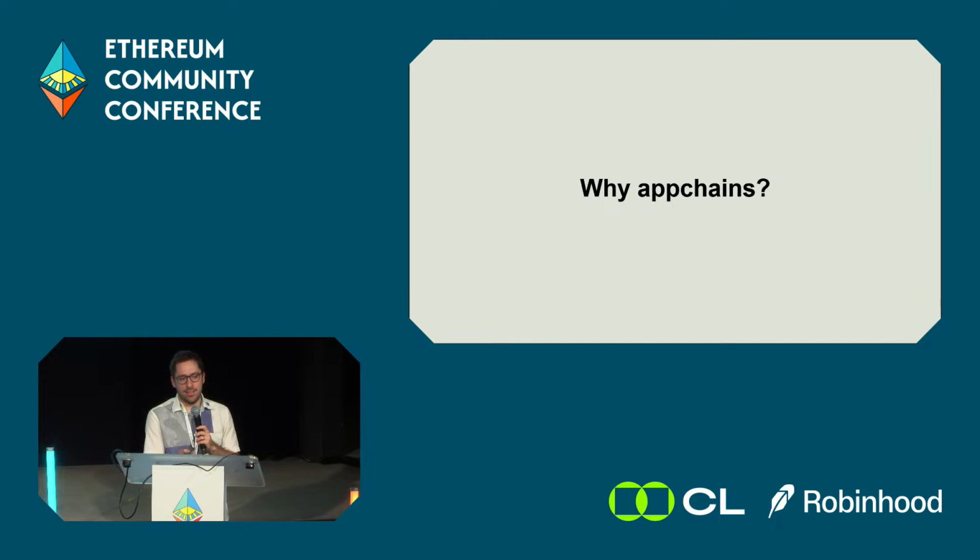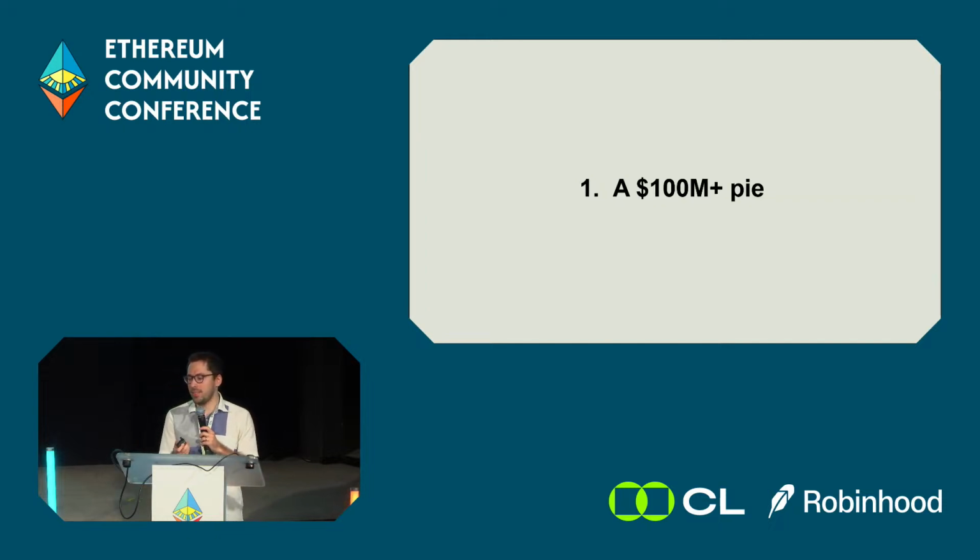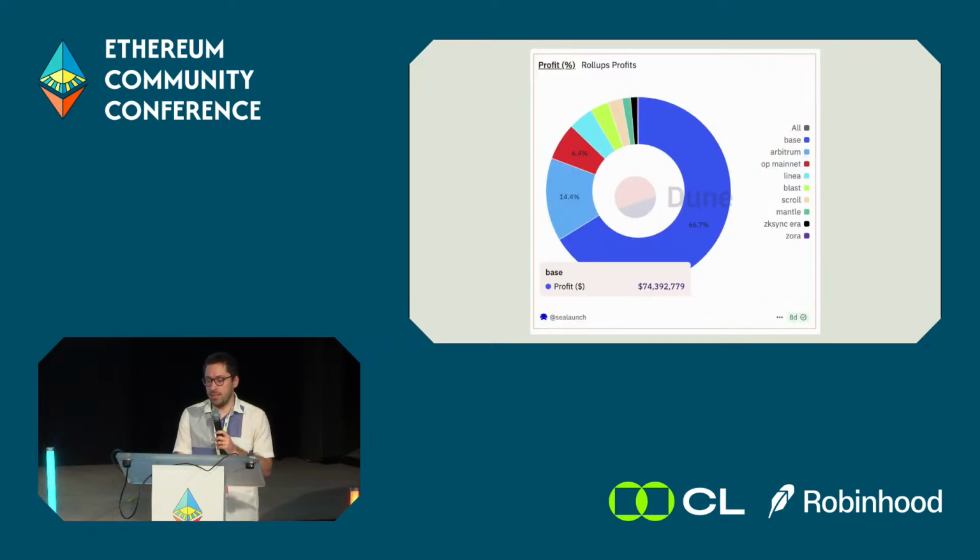Well, if you look at the data, it's very interesting what it reveals. So app chains and rollups in general are a $100 million plus pie. There's already substantial profit, not just revenue, but profit, being captured by these rollups already. If you look at the data, Base, for example, is the most dominant beneficiary of this increase in profit. And there's this excellent dashboard by C-Launch on Dune where you can see that Base alone has made $75 million all time, and then the pie is spread out amongst everyone else.